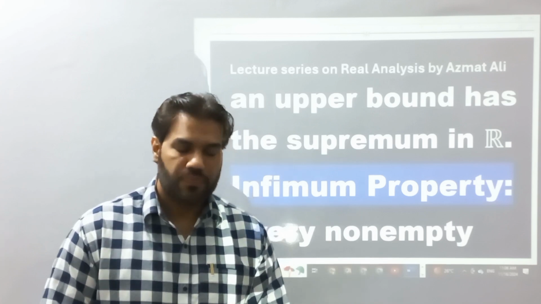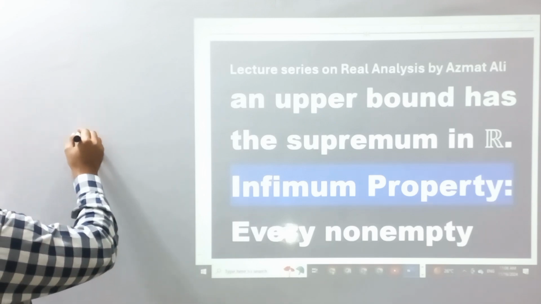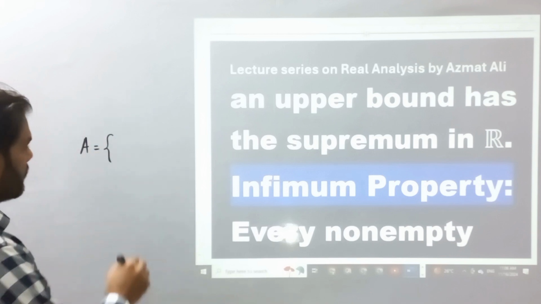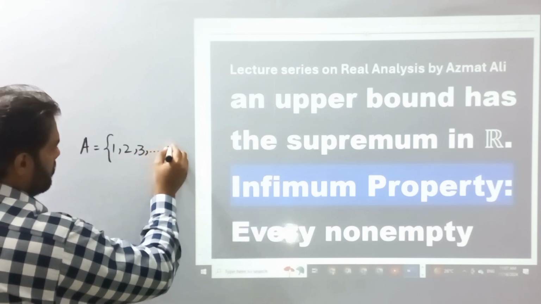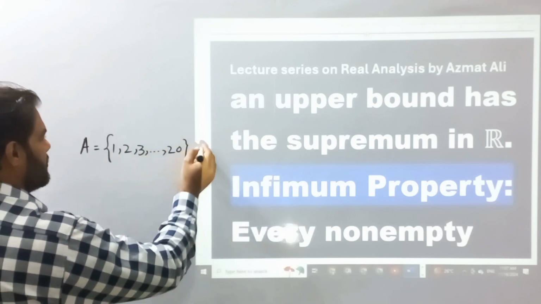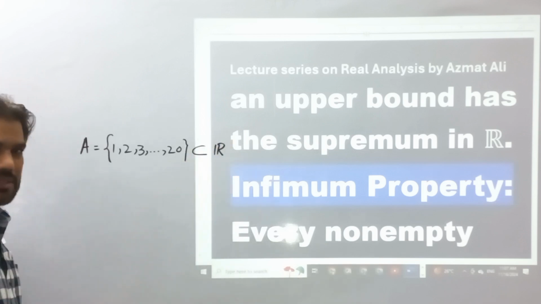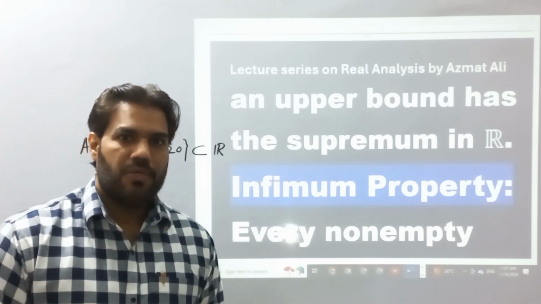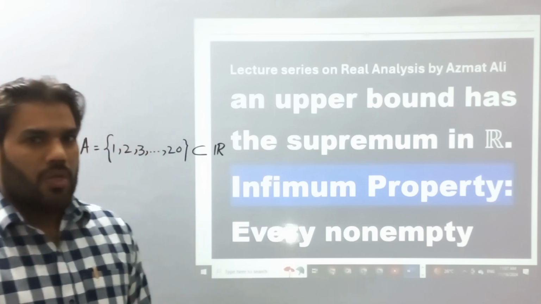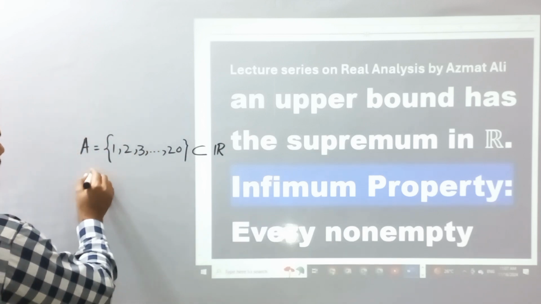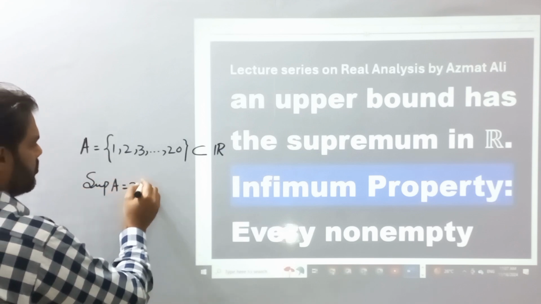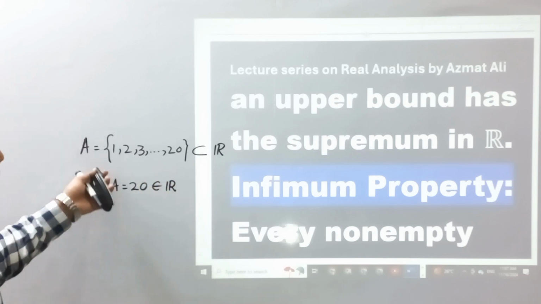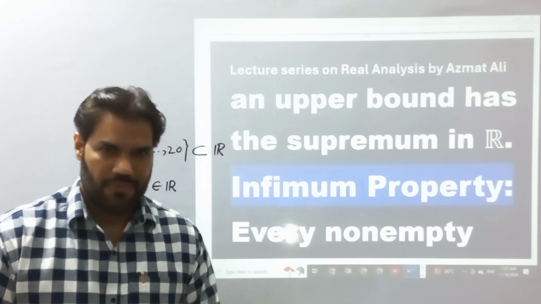For example, if you have a subset A of R that consists of the first 20 natural numbers, 1, 2, 3, up to 20, you can see that this set is clearly a subset of the real numbers R. Now all the numbers which are greater than 20, or 20 itself, are the upper bounds of set A. The least upper bound of set A, that is the supremum of A, is equal to 20, and this 20 also belongs to R. So this set A fulfills the condition of the supremum property.